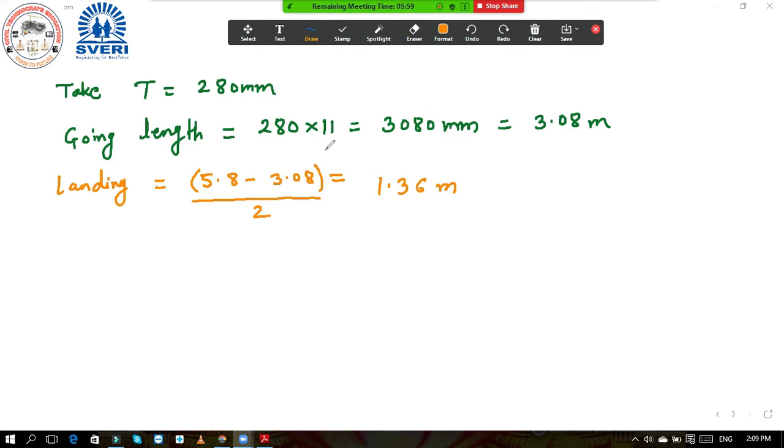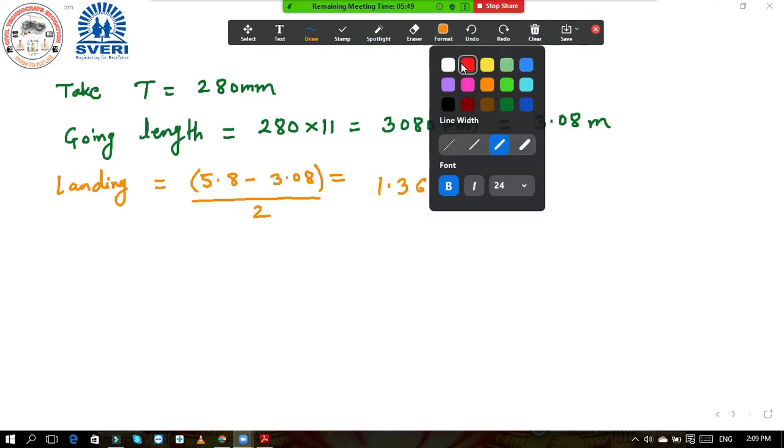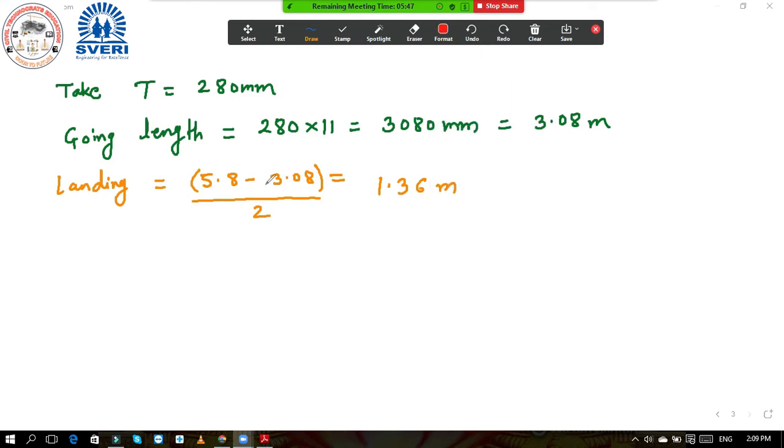So now after all this calculation, we will go for effective length or load, whichever you can take, load calculation or effective length first. So effective length, we need to calculate the effective length now. So what is the effective length?